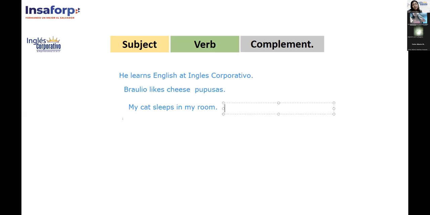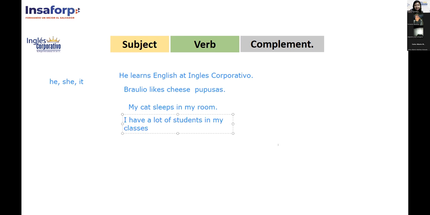In first person, we don't add the S, it's only in the third person. He, she or it, we add the S. Agregamos la S cuando el sujeto es él, ella o esto. Like in these cases, he learns English, Braulio likes pupusas, my cat sleeps. But I don't have to have the S in other cases. For example, I have a lot of students in my classes.